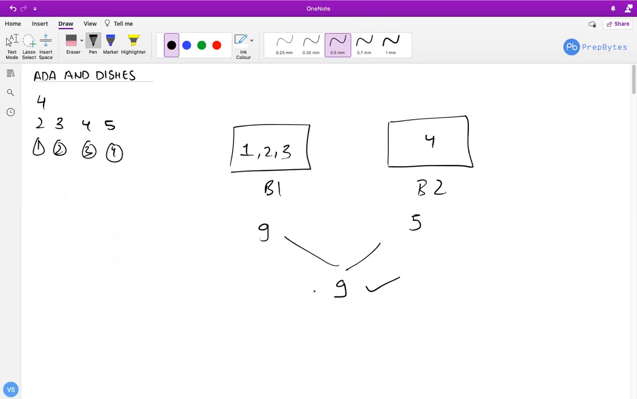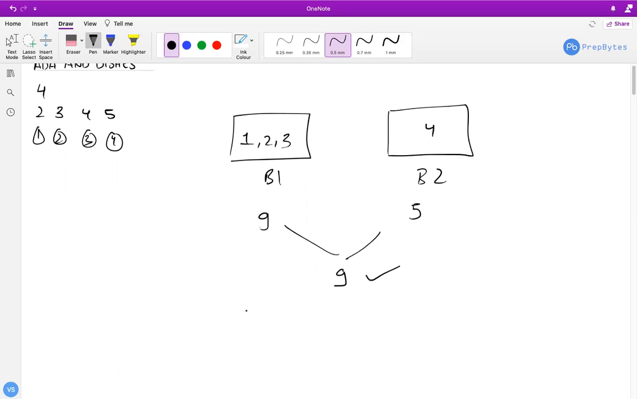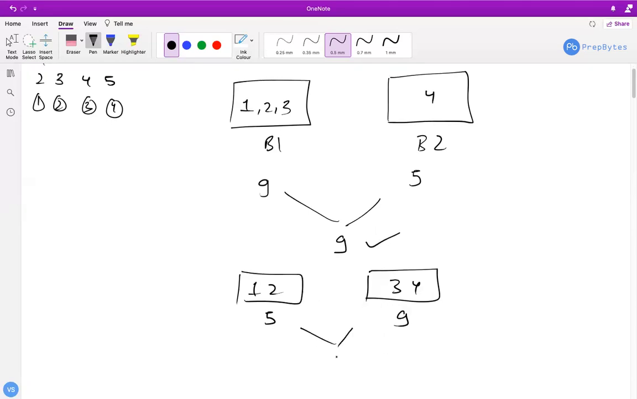Now let's see, can we minimize this duration? Let's select something else. This is burner 1, this is burner 2. Let's select 1, 2, and 3, 4. Here it will be 5 plus 4, 9, and 3 plus 2 will be 5. Again 9 and 5 we are getting, so again the max will be 9.